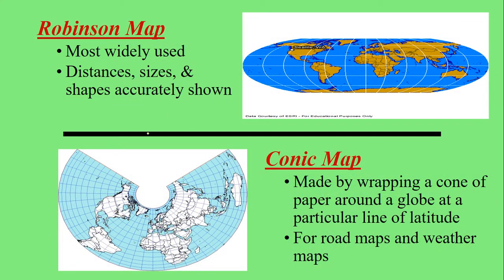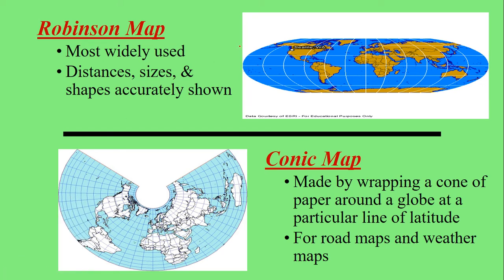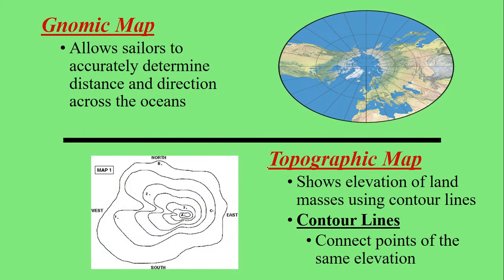The next one is called the Robinson Map. The Robinson Map shows kind of the curvature, and it's one of the most widely used ones because it shows distances, sizes, and shapes fairly correctly. The conic map is used by wrapping a cone around the globe at a particular line of latitude. Usually we use this for road maps and weather maps. A gnomonic map, because the G is silent, sailors use it for direction and distance across the ocean.